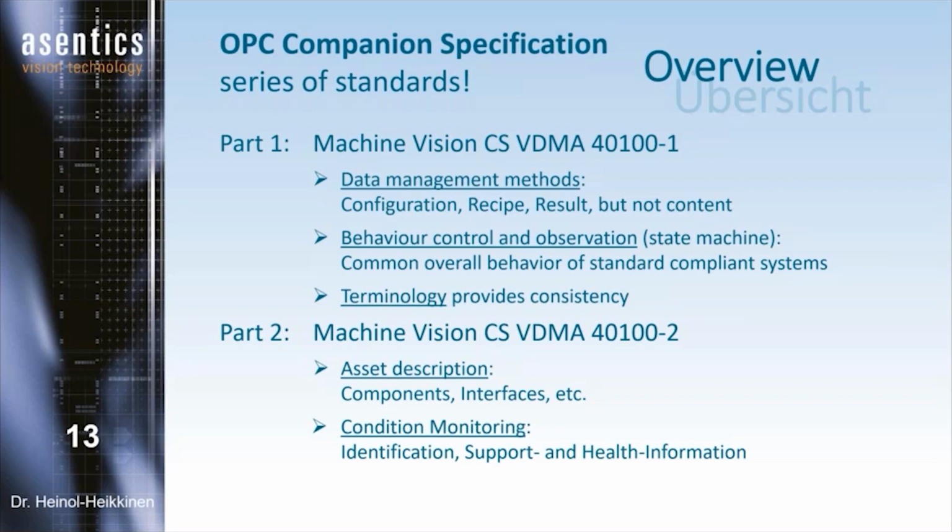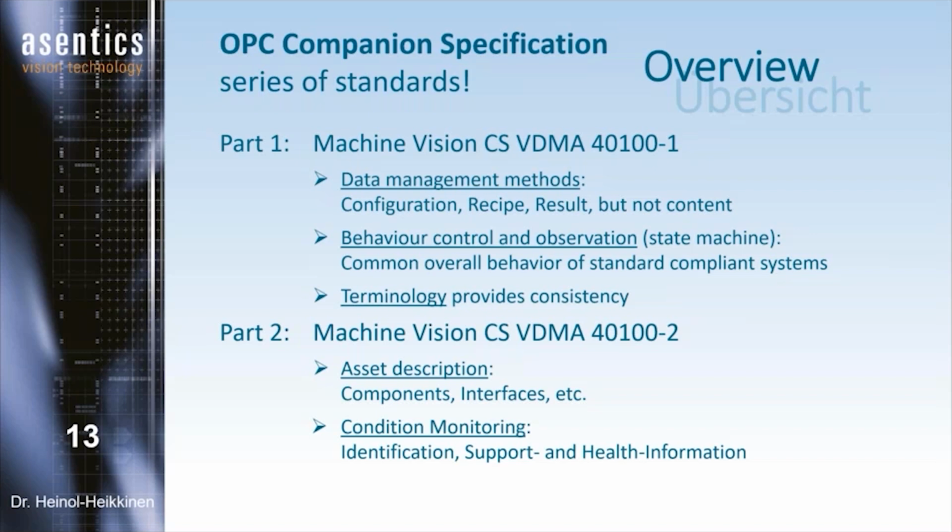But in part 1, we also have a so-called standard state machine. That means we have a look at all those different kinds of machine vision systems, and the behavior control and the observation are standardized in a state machine, which you can use for a simple sensor and also for a huge machine vision system. So this is a very generic description of how a machine vision system behaves.